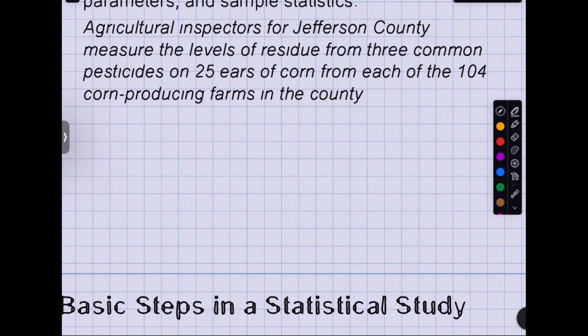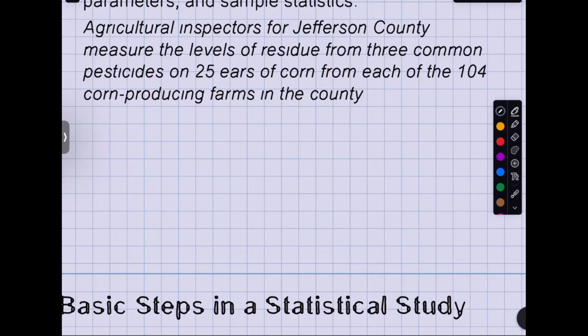Because if they were to test all the corn, then we wouldn't have any corn to sell. That's why they can only sample 25 from this farm, 25 from this farm, and they test the residue of the pesticides and the average of them. They can say, okay, this farm is at this level, that farm is at this level, so they can actually talk about each farm and their levels.